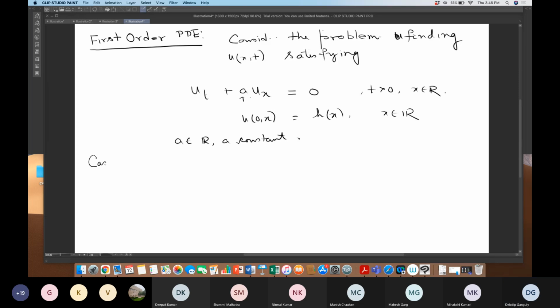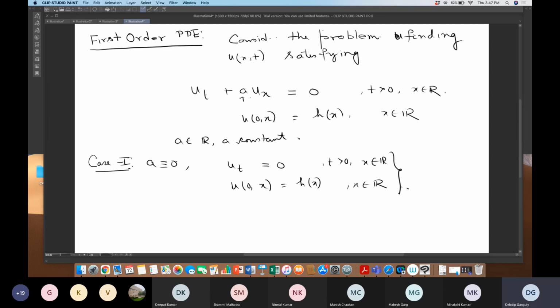Case 1. Suppose first I assume a is 0. So the PDE turns to u_t is equal to 0, and u at the point (0, x) is given by h(x), where t is positive and x belongs to R. So when a is equal to 0, the PDE turns to this. Can anyone now tell me what is the solution of this PDE? Quickly.